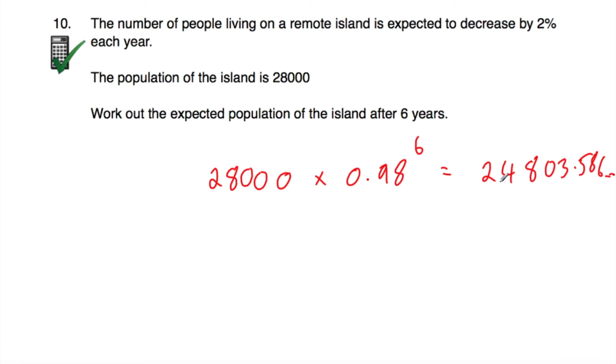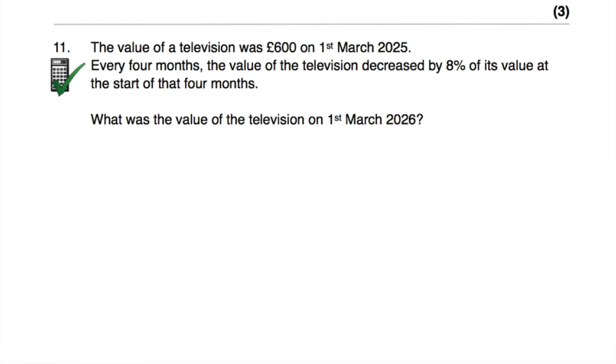24,803.586, and so on. Now, we're talking about the population of the island, so we could round this to the nearest whole number to be 24,804 people. Or you might say, well, if a bit of another person is leaving, that person might not have left yet, so you could write 24,803. Either one of these would be accepted in this question. And that's it. Okay, let's look at our next question, question number 11.